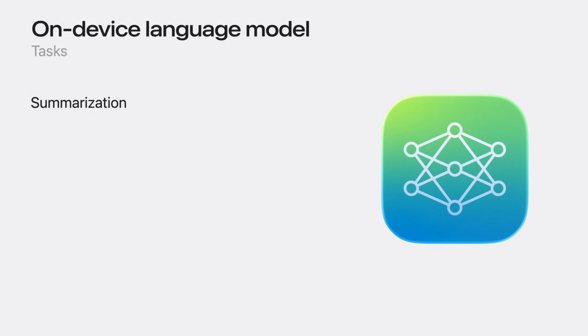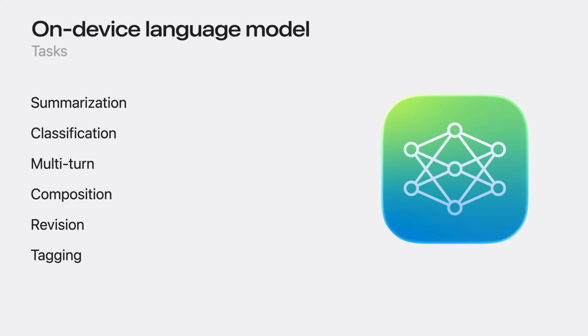Let's get started. First, let's dig into design for the on-device LLM. This model lives on your devices and can be used for lots of common language tasks, like summarization, classification, multi-turn conversations, text composition, text revision, and generating tags from text. But keep in mind that this large language model is optimized and compressed to fit in your pocket. The on-device model is around 3 billion parameters.